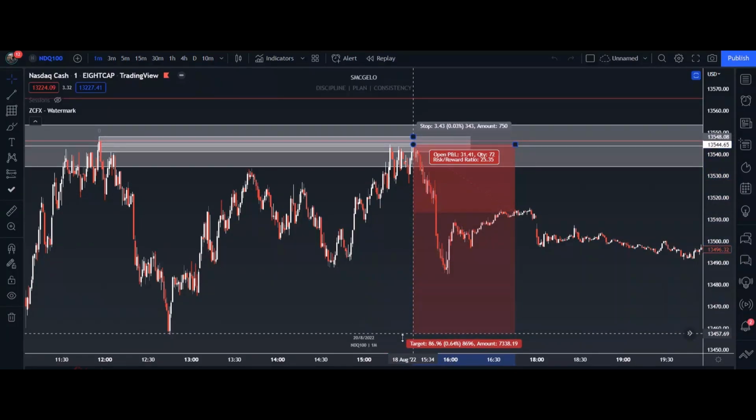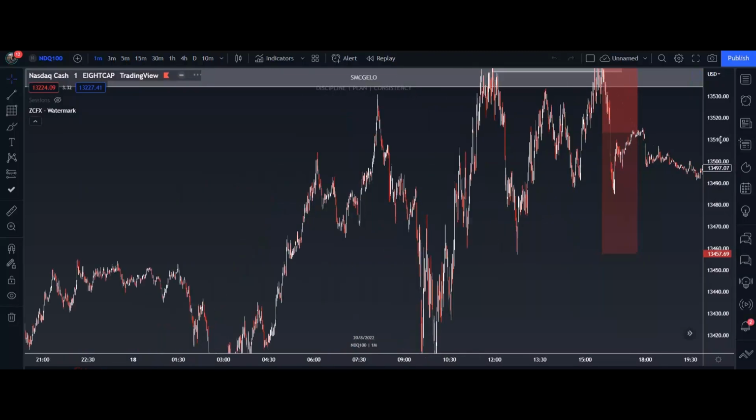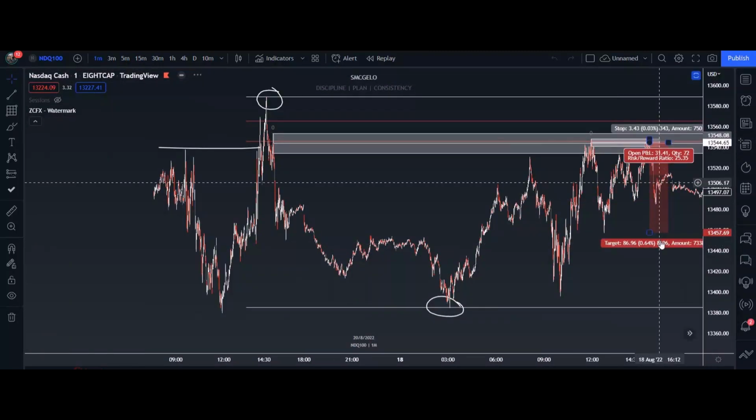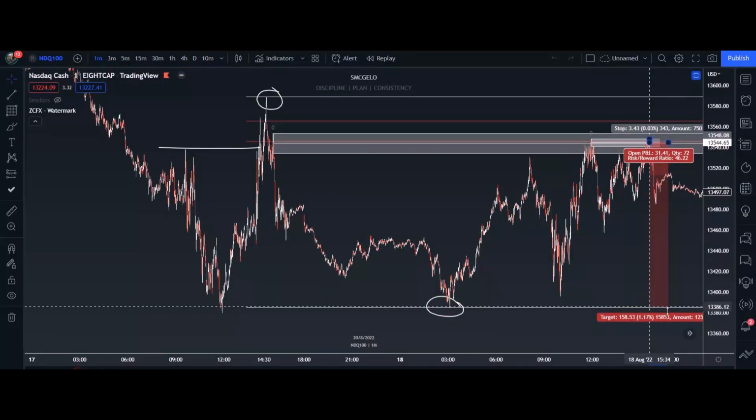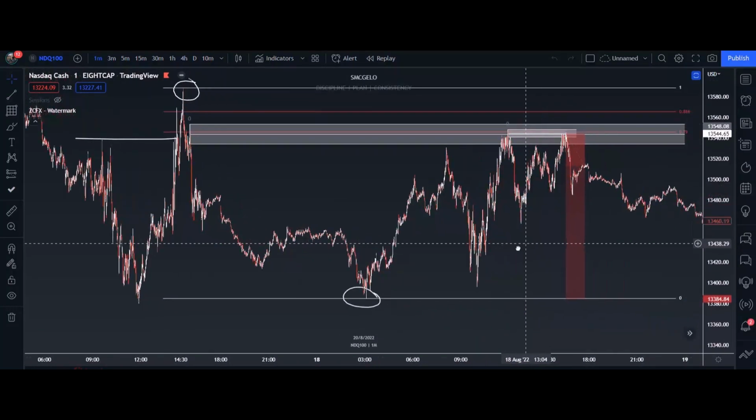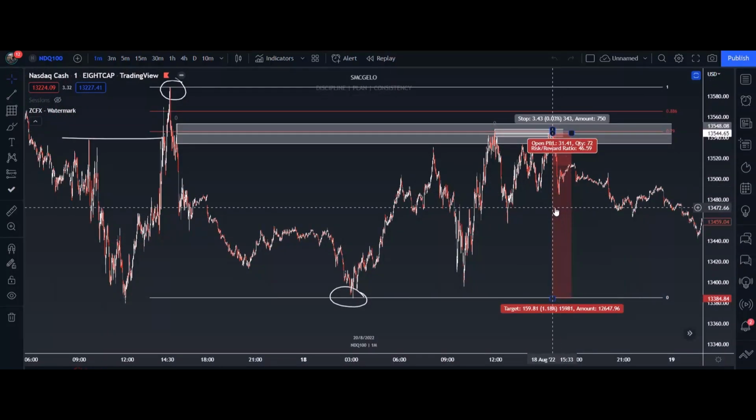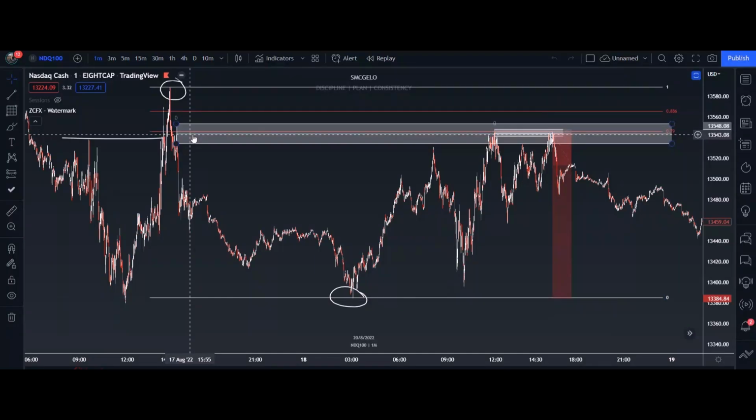Take profit could have been here, but once again, like I said, we want to take our profits at the low of the move. So boom, 44 RR, just from knowing which zone we want to take.